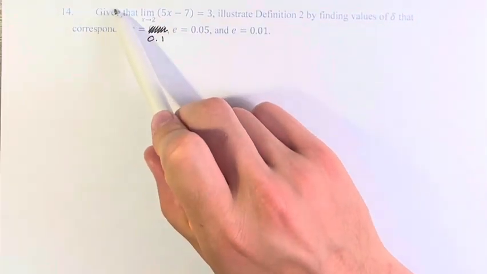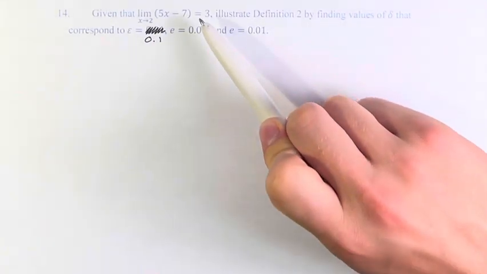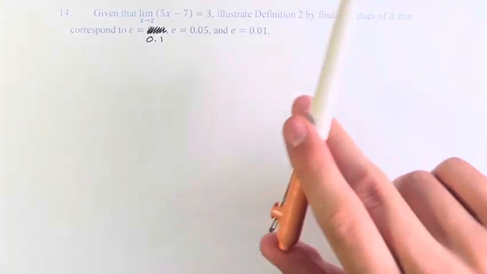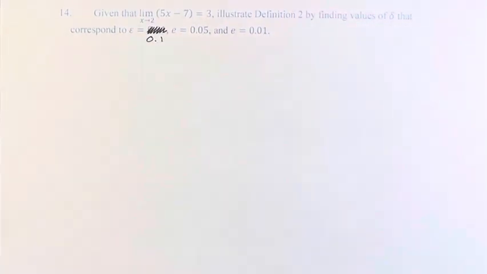In this problem, we're told that given that the limit as x approaches 2 of 5x minus 7 is equal to 3, illustrate definition 2 by finding values of delta that correspond with epsilon equals 0.1, 0.05, and 0.01.